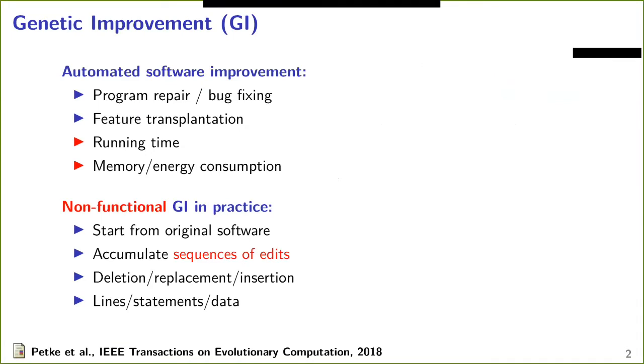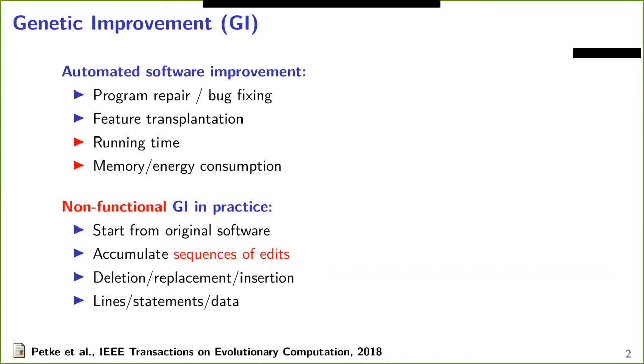So genetic improvement is quite a recent research field. We deal with automatic improvement of properties of software. It can deal with either functional properties, with, for example, program repair, bug fixing, feature translation, but also, or more interestingly, non-functional properties. For example, improving the running time or the memory or energy consumption of the software.